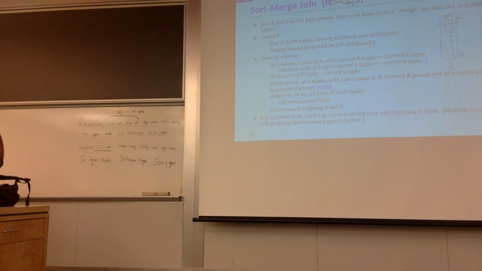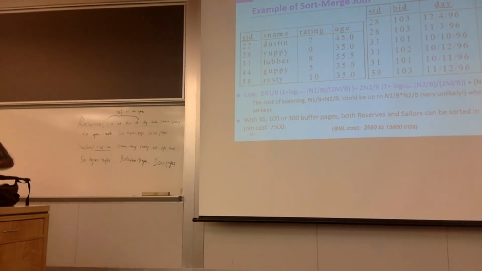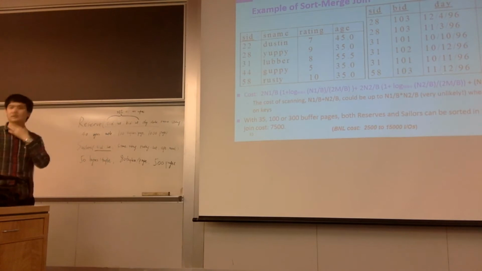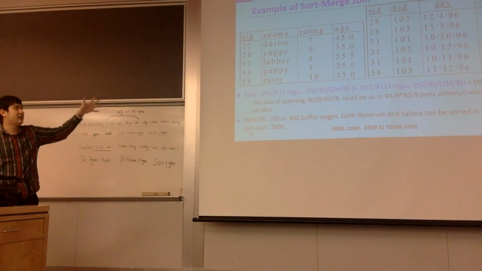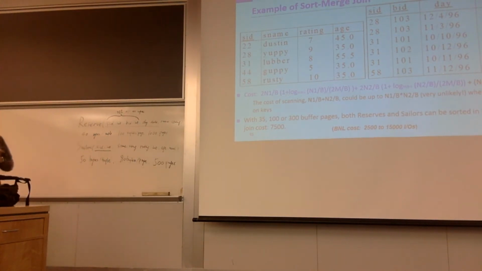Okay, so let's see a concrete example here. I've copied the schema of reserves and sailors here so that if you do need to look at the numbers, it's here, okay? So I'll start explaining why this is the case. Suppose you have these two tables. The table on the left is the sailors table, and the table on the right is the reserves table, okay? And you are trying to join the two tables based on the foreign key and primary key in these two tables, basically the SID. Then what is the cost of this sort merge join?